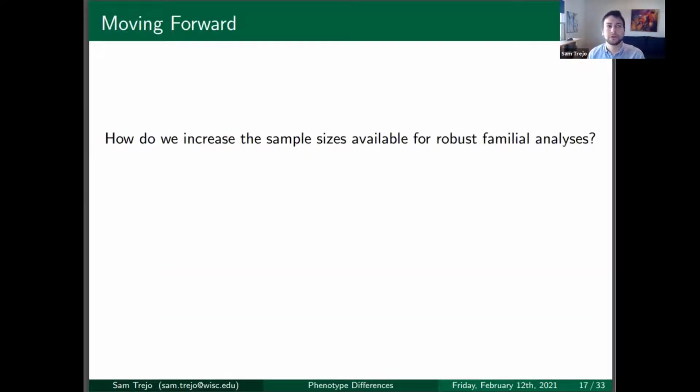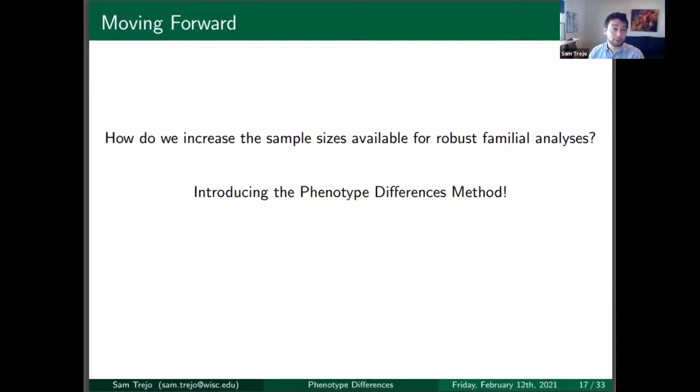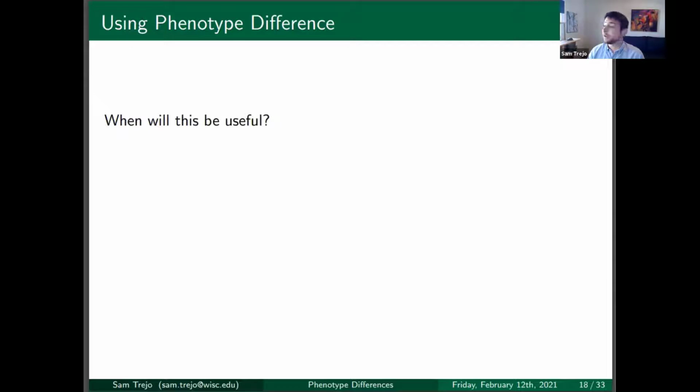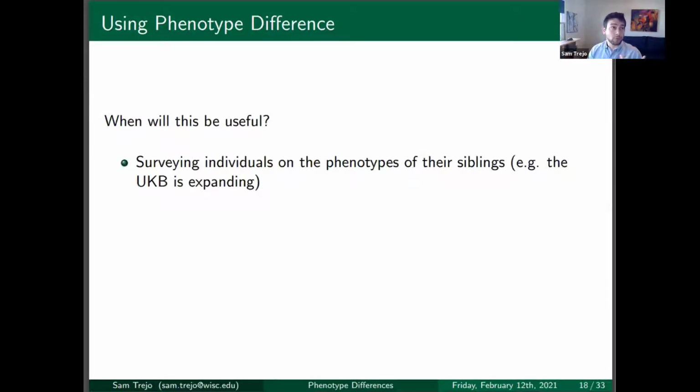So moving forward, how do we increase the sample sizes available for robust familial analyses? So I'm going to propose, or we're going to propose, the phenotype differences method. And crucially, this requires only one sibling's genotype alongside two sibling phenotypes. So when is this going to be useful? One place would be surveying individuals on the phenotypes of their siblings. So UKB, if they had asked every person, don't only report your own education, but also report the education of a randomly selected sibling, or even better, all of your siblings, which would increase power.